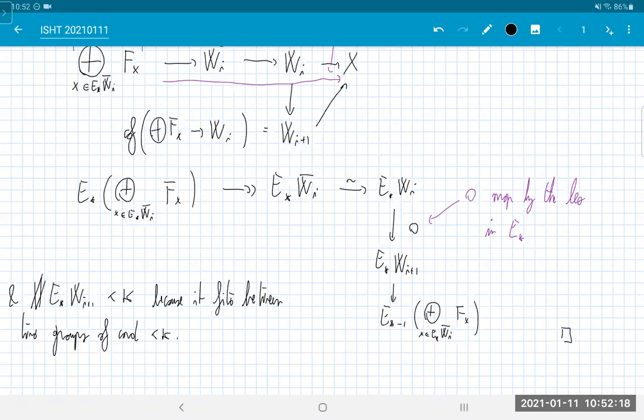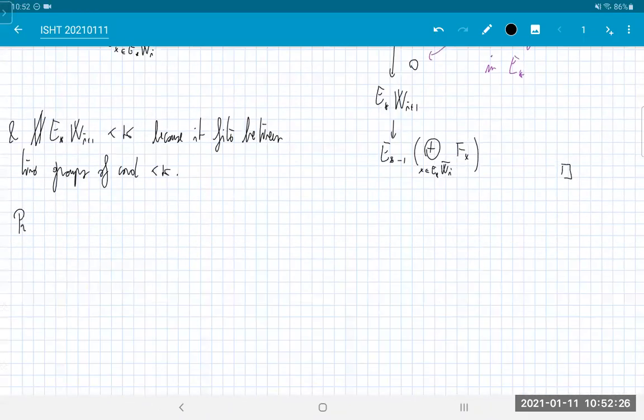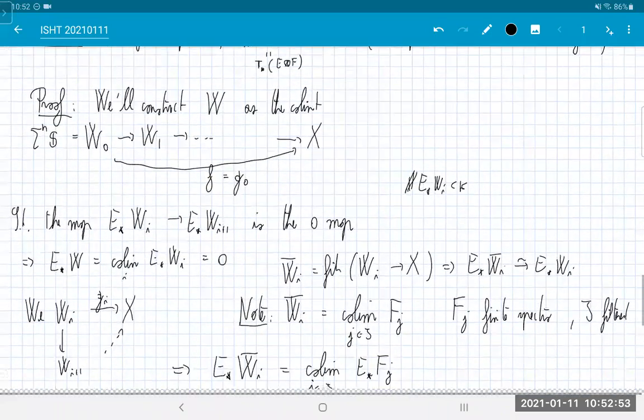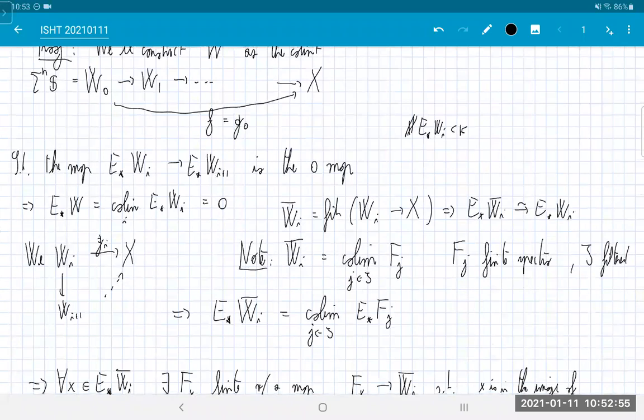So now we are ready to actually prove our proposition. So proof. Proposition. Are there questions so far? Can you again walk us through the argument of the last diagram? So you apply E star on everything? No.